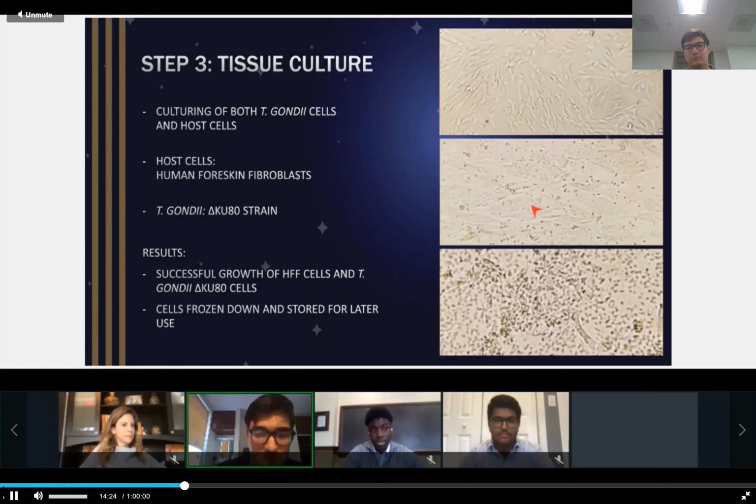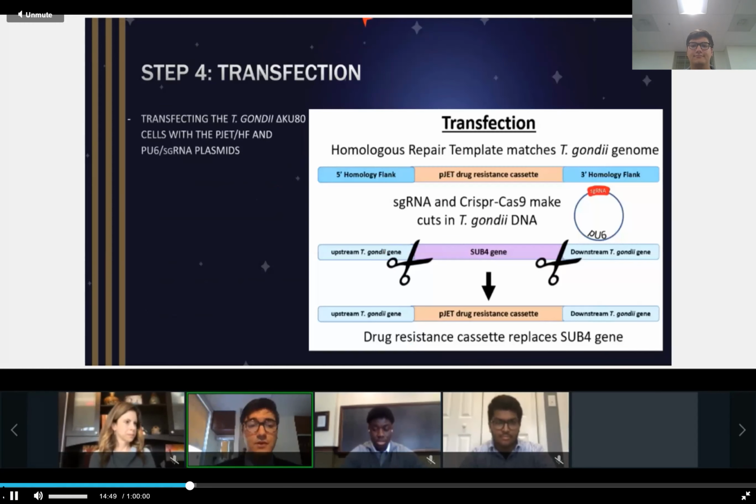As you can see here, we put these Q80 cells in with the foreskin cells, and they invade them, and then they replicate. So this is them with the foreskin cells, and this is when they've exhausted the foreskin cells, and there's just a whole bunch of Toxoplasma gondii right here. I've successfully grown those, and then I've frozen them down and have them in -80 Celsius right now for later use.